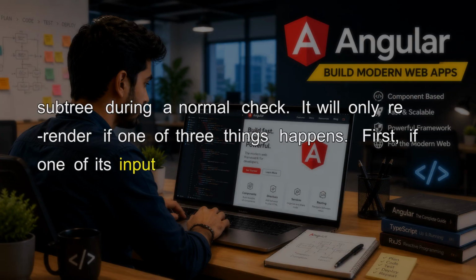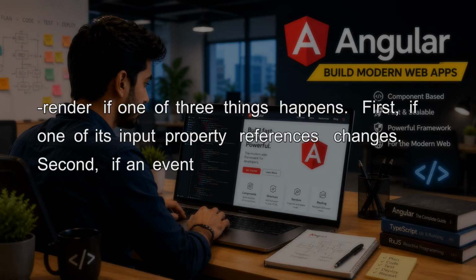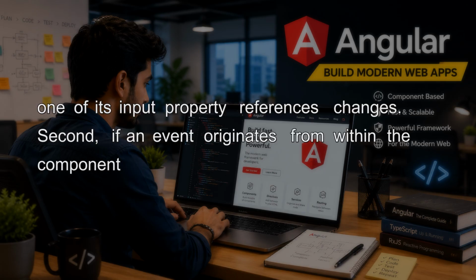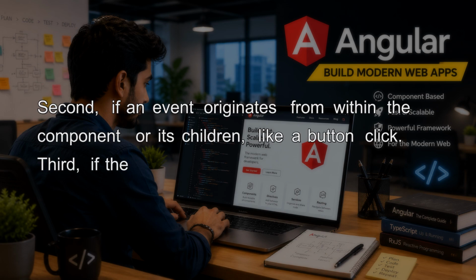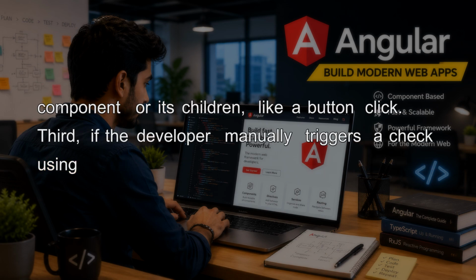First, if one of its input property references changes. Second, if an event originates from within the component or its children, like a button click. Third, if the developer manually triggers a check using ChangeDetectorRef.